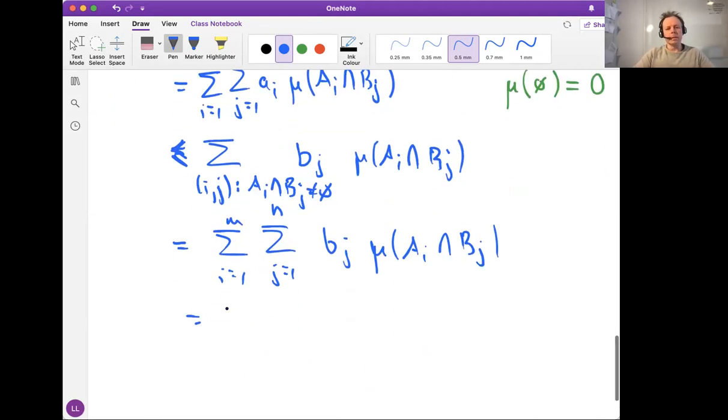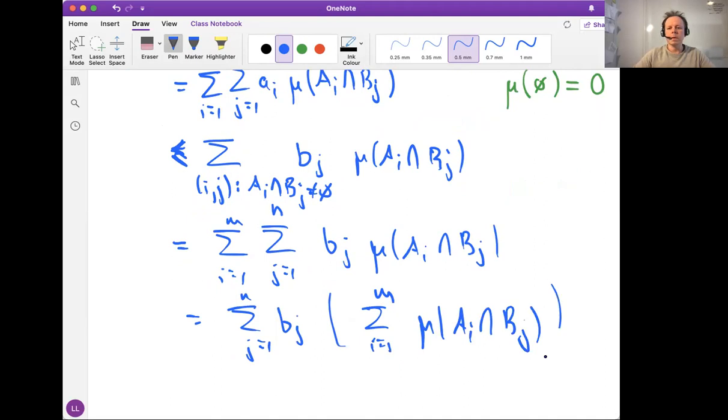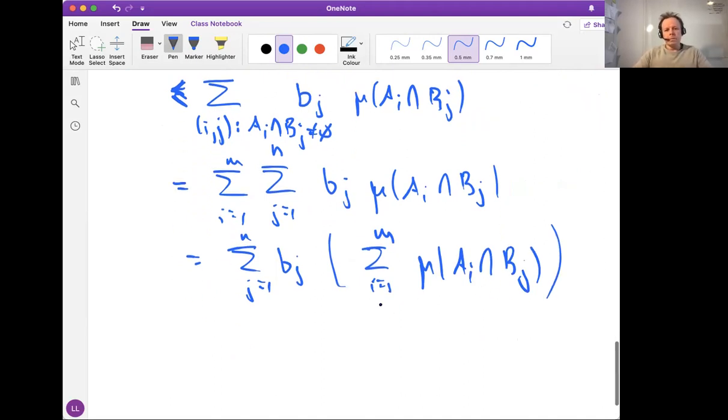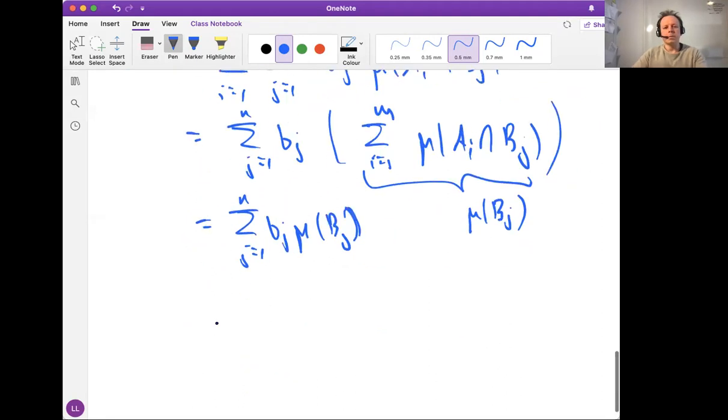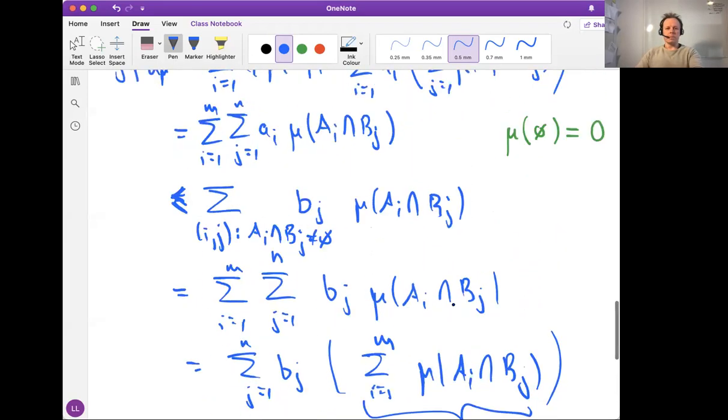Finally, we rearrange this to the sum where j is first, Bj is there. Then we have the sum over i of mu of AI intersection Bj. Again, what do we have here? We recognize that this is just the measure of Bj because we have disjoint unions again, and the union is Bj. So this is the sum from 1 to n of Bj times mu of Bj. And this is what we defined as the integral of g. And that's the end of the proof of the monotonicity. Let's recall what we proved.